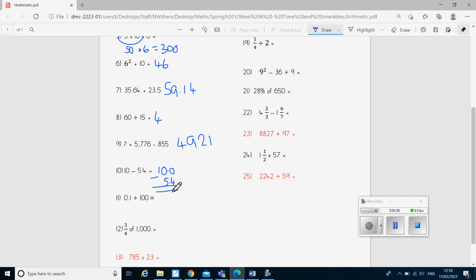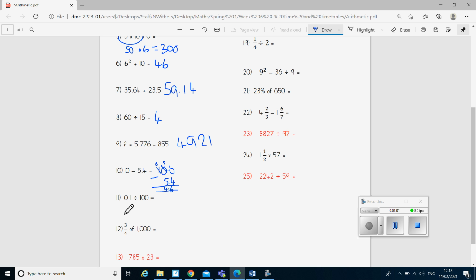0 take away 4, can't do it. I've got to look to the next column. That doesn't help me. So I've got to go all the way over here and make this one a 0. Carry my 1, which makes it 10. Exchange becomes a 9, that becomes a 10. 10 take away 4 is 6. 9 take away 5 is 4. 0 take away 0, 0. So my answer with my decimal point is 4.6.